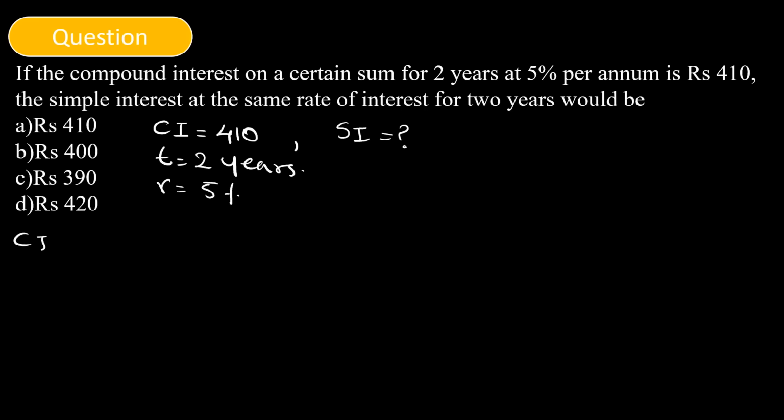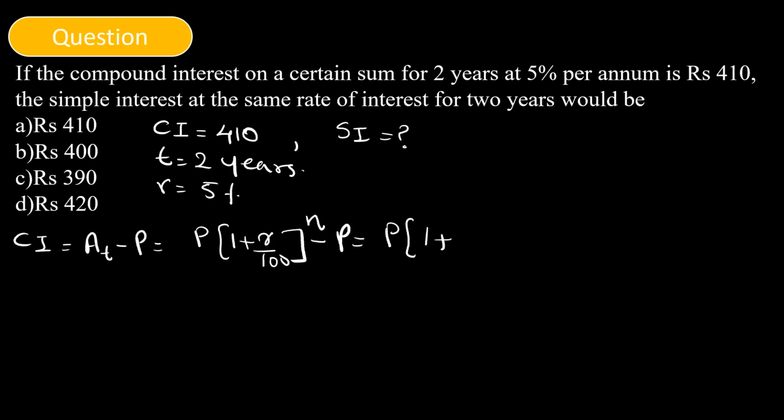So how will we find compound interest? That is amount after time t minus principal. That is, amount after time t is P into 1 plus R by 100 whole raised to n, minus P, which is P into 1 plus 5 by 100 whole raised to t, which is 2 years, minus P. This is P into 1.05 whole square minus P. This is equal to 1.1025 P.